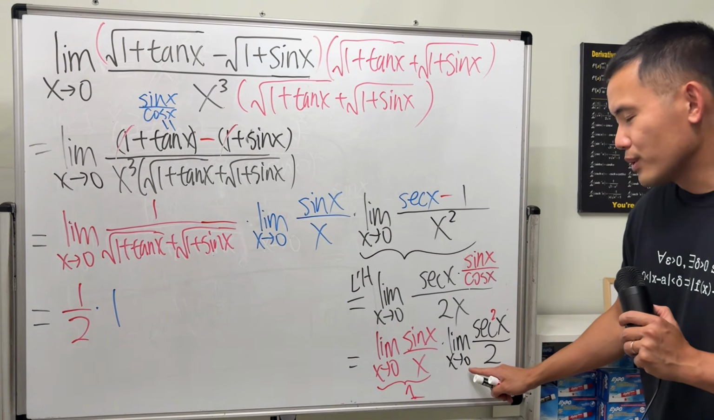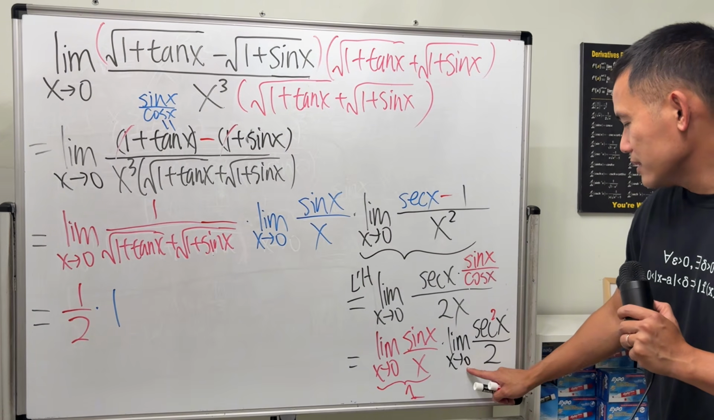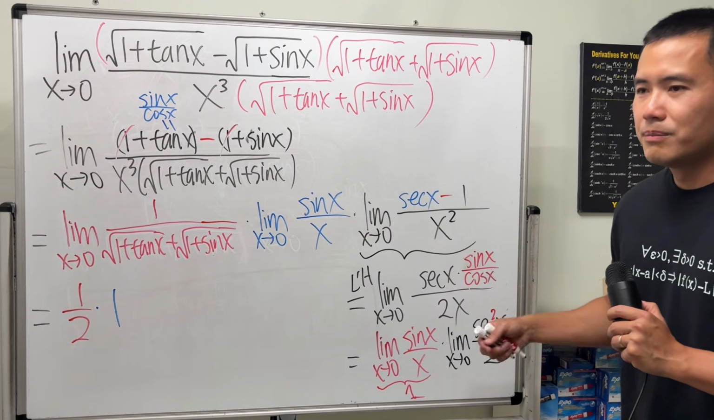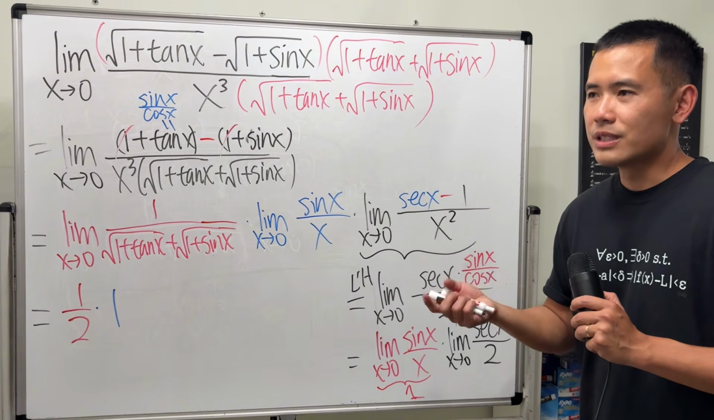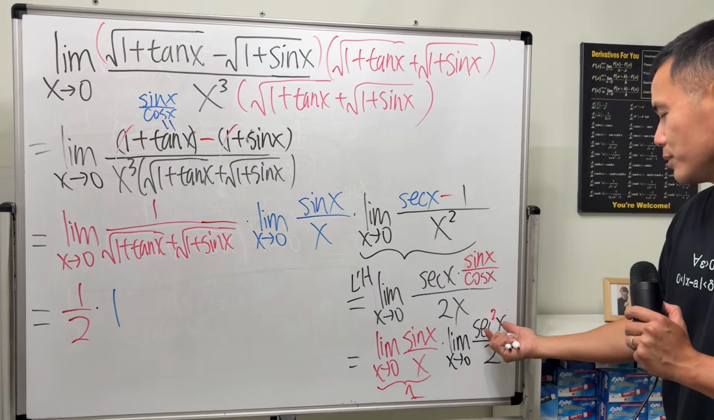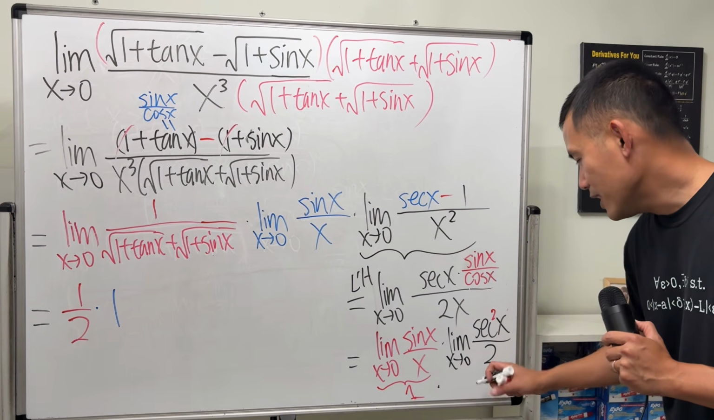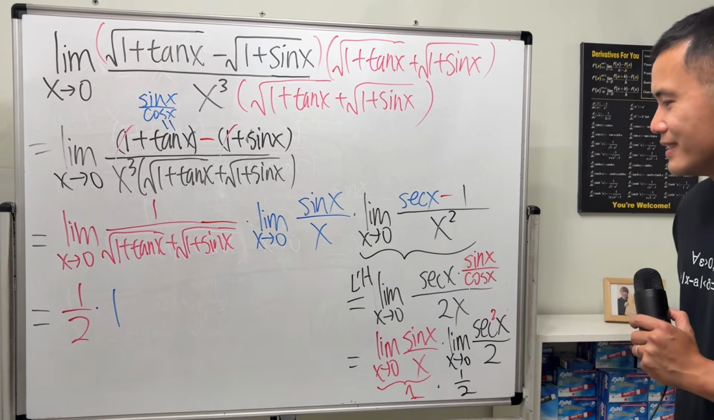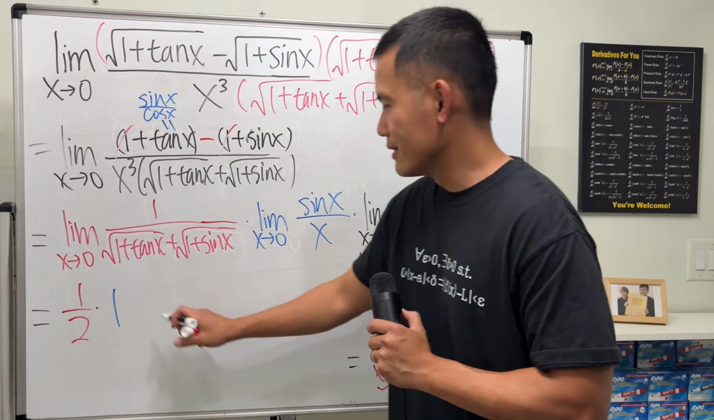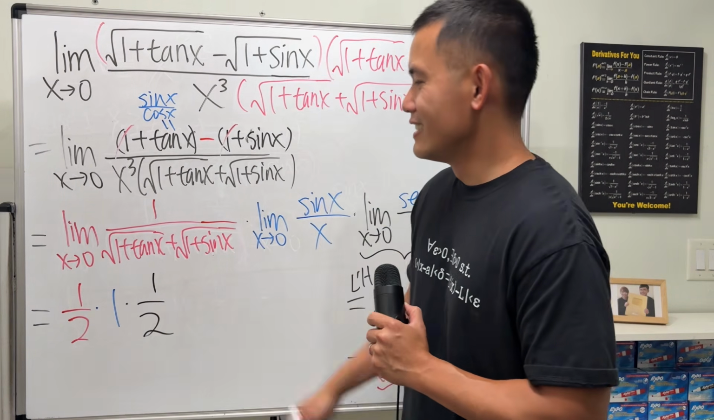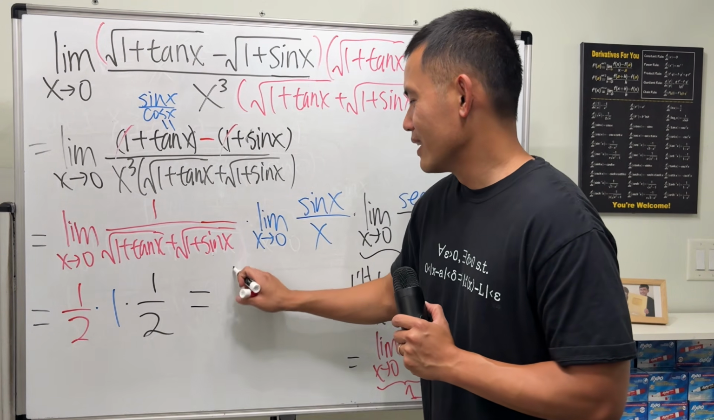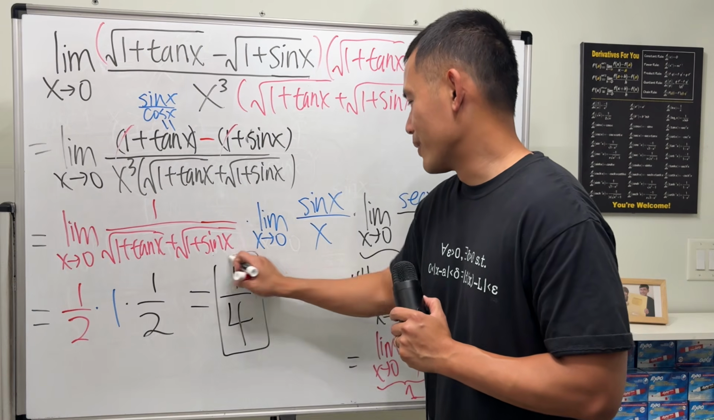And this right here, you don't even have to do anything fancy. Plugging 0 into the x, secant is the same as 1 over cosine. Cosine 0 is 1. This is just going to be 1. 1 squared is still 1. And divided by 2. So altogether, we just have 1/2. So in fact, this part is just 1/2. So, final answer, 1 over 4.